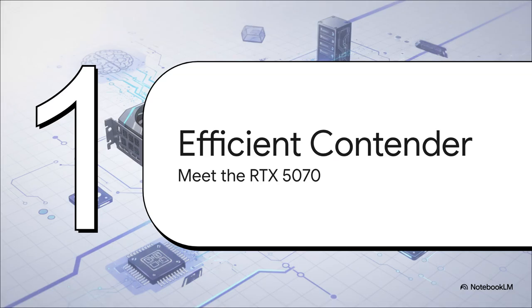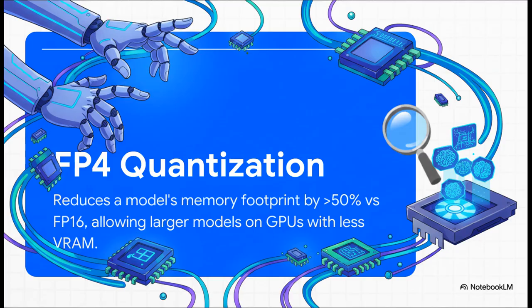Okay, now let's meet the challenger, the RTX 5070. See, this GPU isn't about brute force. It's about fighting smarter, and it's got a brand new bag of tricks to prove it. The 5070's secret weapon is something called FP4 quantization. This technique is a complete game changer because what it does is it dramatically shrinks AI models. It's kind of like compressing them, but with almost no loss in quality.